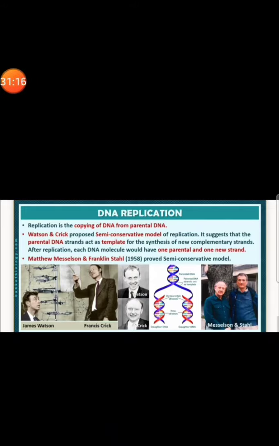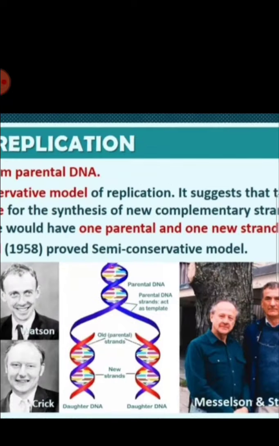Matthew Meselson and Franklin Stahl in 1958 proved the semi-conservative model. So don't be panicked or scared of this topic. Be very attentive, it is a very interesting topic. You have seen that the chromosomes get transferred from parents to offspring. So what is actually happening in the DNA, and how the DNA replicates and produces its replica, that we will study.